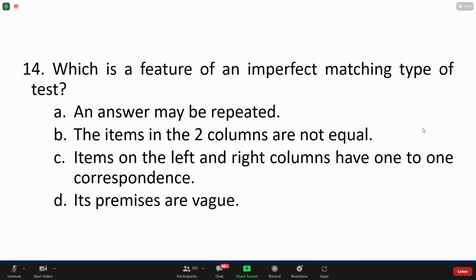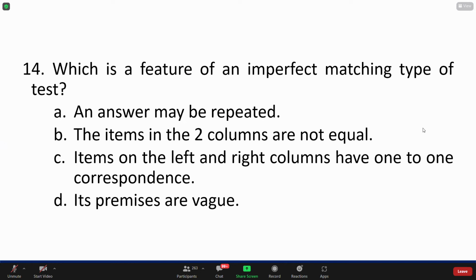Next, number 14. Volunteer, please. Read and answer. Number 14. Anyone? You can click the raise hand button. Sige, can we have Miss Dorothy Joy Villas. Unmute yourself, Miss Villas. Hello, sir. Hello. Read and answer number 14, please.